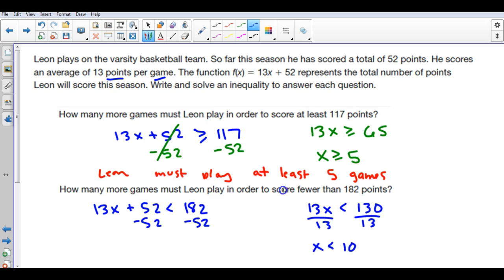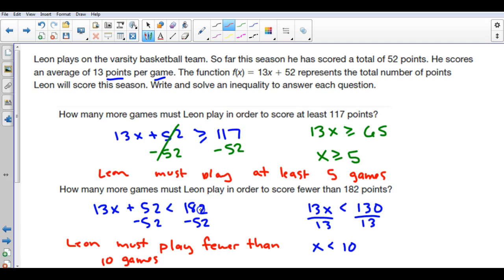So how many more games must he play to score fewer than this? That's what I'm going to write below: Leon must play fewer than, or less than, 10 games. So think about this. If he plays 10 games, that means I would do 13 times 10, which is 130, and if you added 52, you would have 182 points.